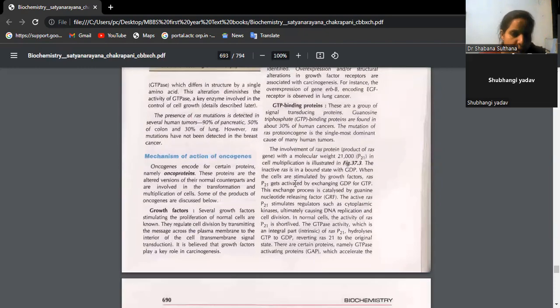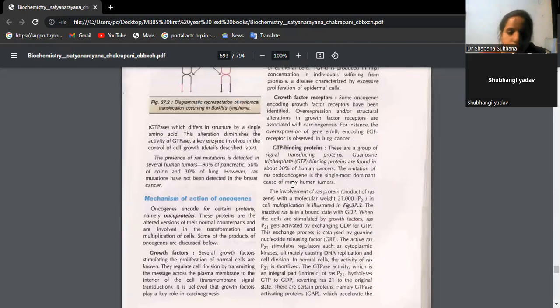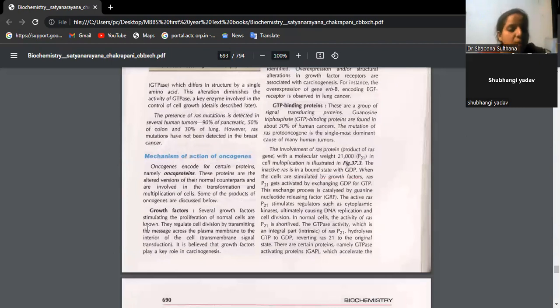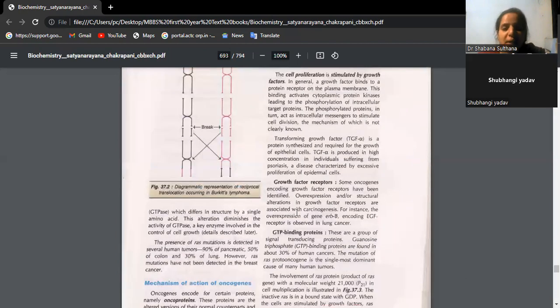Growth factors are never asked, but yes, ma'am, several growth factors stimulating the proliferation of normal cells are known. That means these growth factors are also one of the reasons for the cell to multiply more than normal, Shubhangi. As long as these growth factors are available, cells will multiply more and can transform into cancerous cells. Cell proliferation is stimulated by growth factor. Of course, as long as this mechanism is normal, we do not suffer from any disease. But if they are excessively available and receptors are also available, then it may happen.